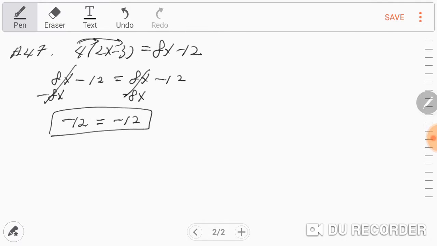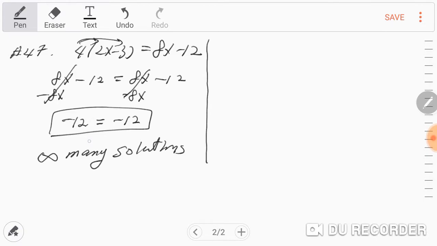This equation does not contain the variable term x, but this equation is true. Negative 12 is equal to negative 12. This is always true. So no matter what the x value is, the equation is always true. Then we can conclude there are many solutions. There are actually infinitely many solutions. So all the x values, all real numbers x, can make this equation true. So are there one solution, two solutions? No, there are infinitely many solutions. All real numbers will be the solution to this equation.